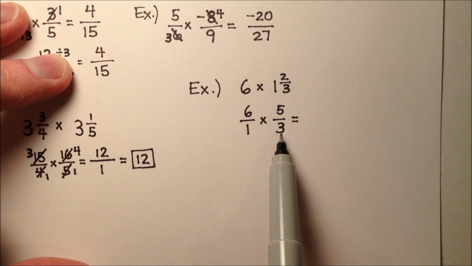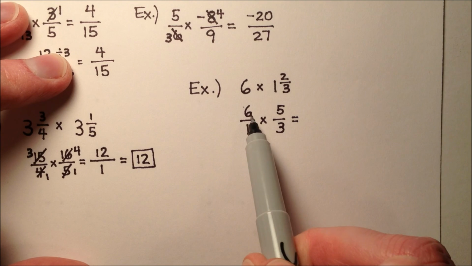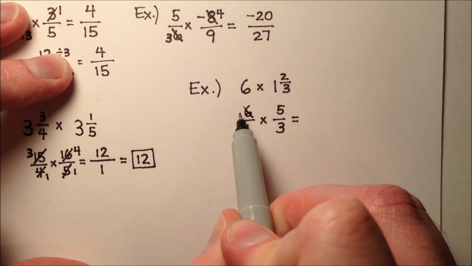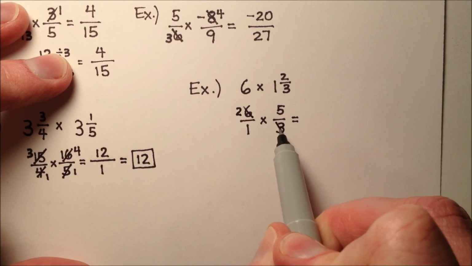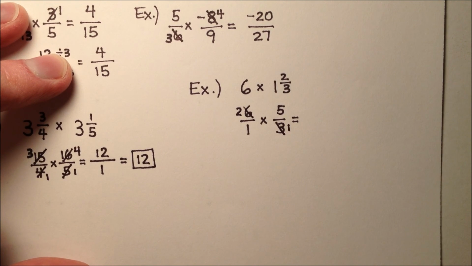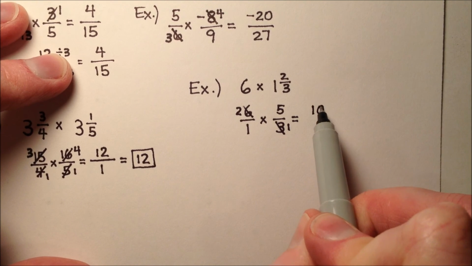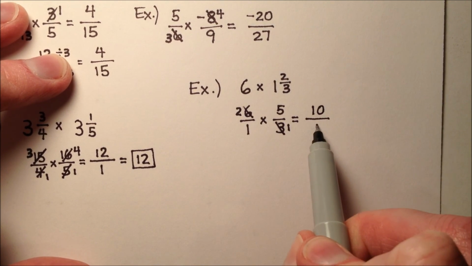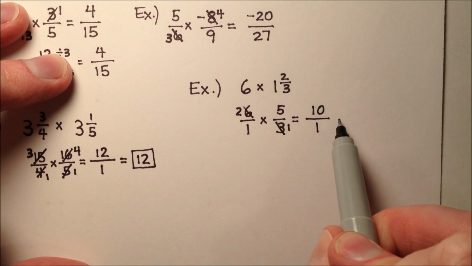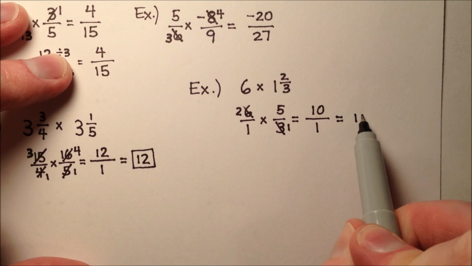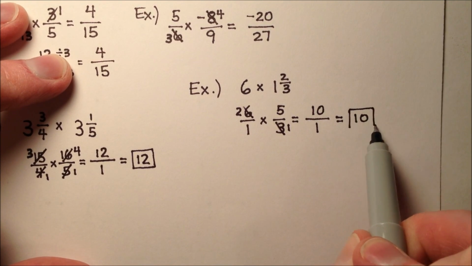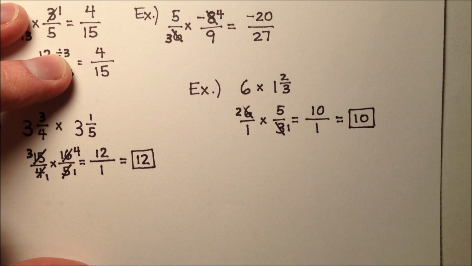A 6 and a 3 have a 3 in common. So I can cancel out a 3, and the 6 becomes a 2, and my 3 becomes 1. So 2 times 5 makes 10, and 1 times 1 makes 1. And again, when I have 1 in the denominator, I can ignore that denominator and say my answer is just 10.